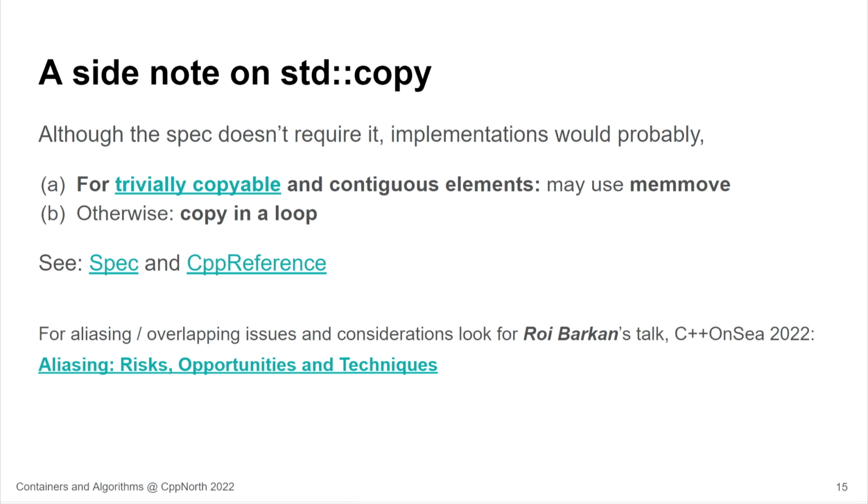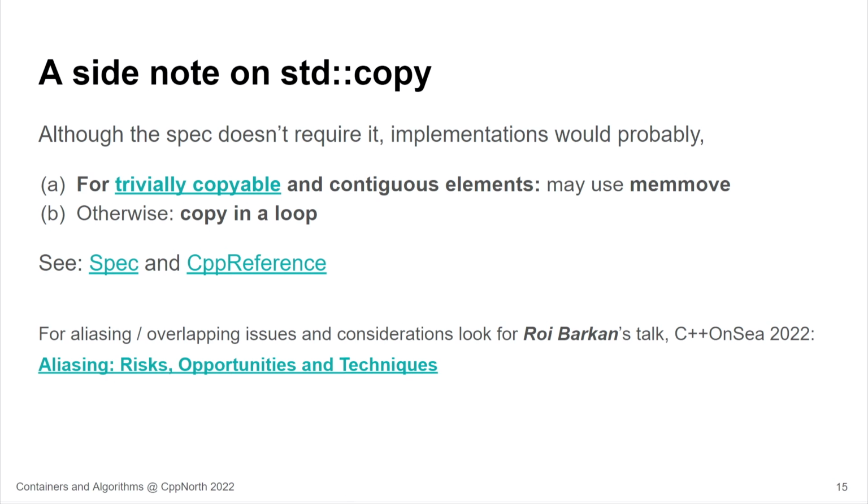And std::copy, the specification doesn't say so, but again, most implementations most probably, for trivially copyable and contiguous elements, use memmove, and otherwise would copy in a loop. They cannot move because it is std::copy. And again, if you go to the specification, it doesn't say that it expects the implementation to use memmove, but the implementation can do that if it wants to give you some performance.